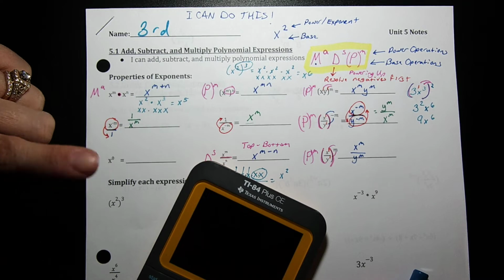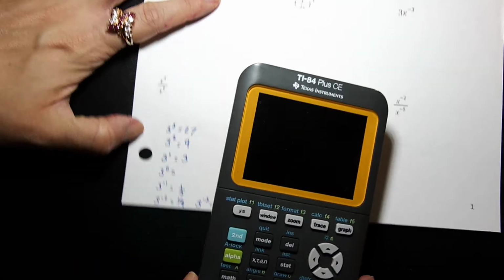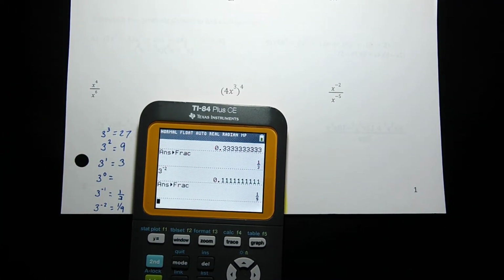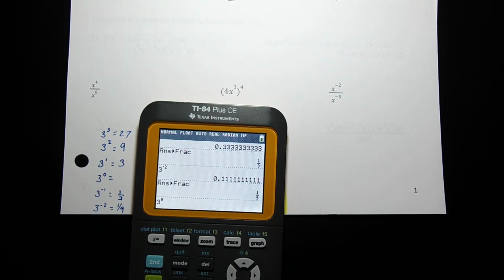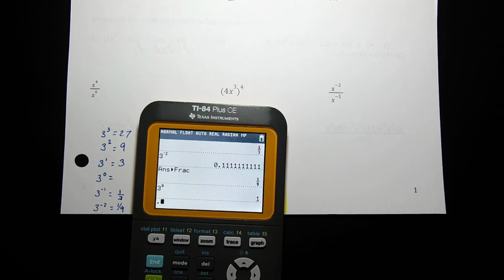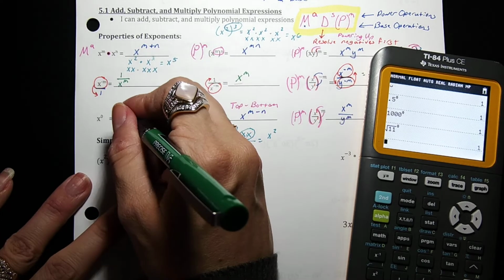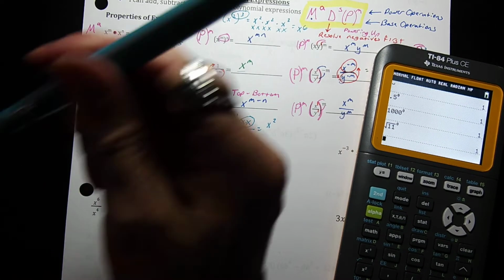The last thing that we're going to talk about is this one, x to the 0, and we're going to introduce that by looking at 3 to the 0. Now, we expected 3 to the negative 1 to be negative 3, and it wasn't. Maybe you're expecting 3 to the 0 to be 0. 3 to the 0 is 1. 0.5 to the 0 is 1. 1,000 to the 0 is 1. The square root of 11 to the 0 is 1. So what do you think x to the 0 is? It's 1. It is always 1.